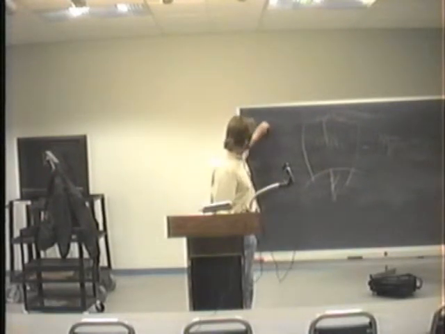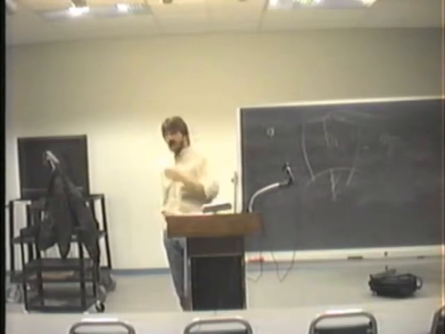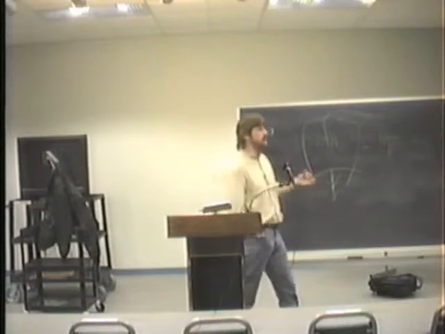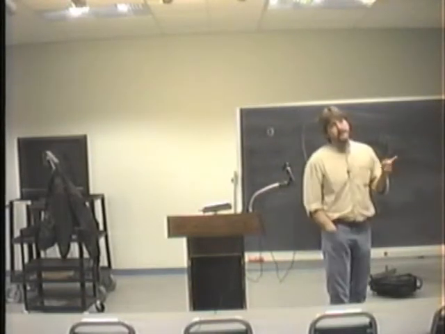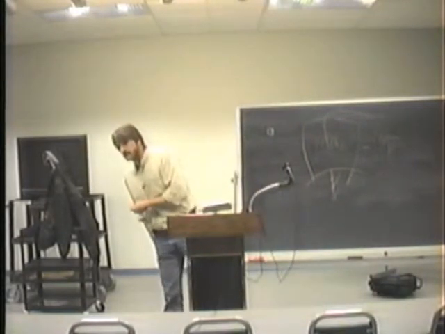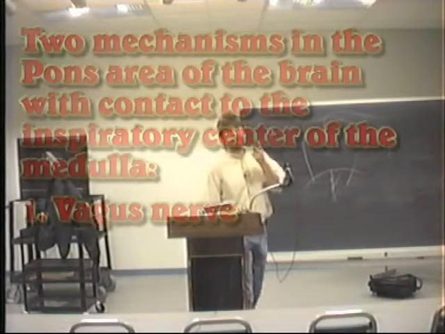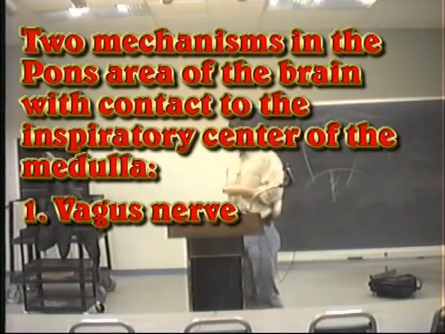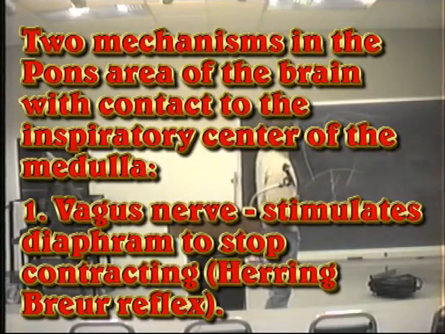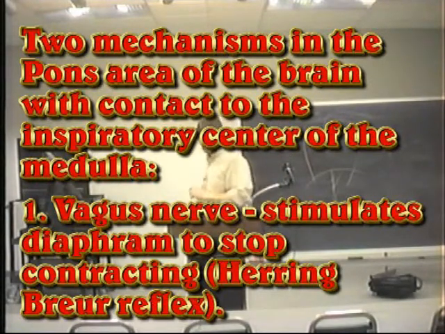The inspiratory center of the brain is pretty much going to constantly send out impulses telling the diaphragm to contract until something acts on it. We need something that tells us when to stop inspiring. And we have two basic mechanisms of doing that. One, as I've said, is the vagus nerve. It's a reflex called the Hering-Breuer, spelled B-R-E-U, reflex.